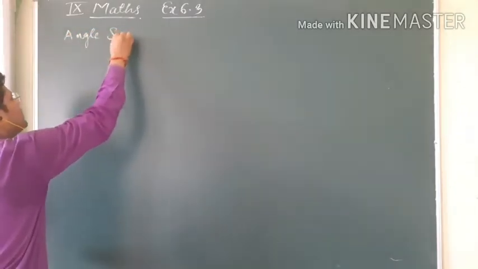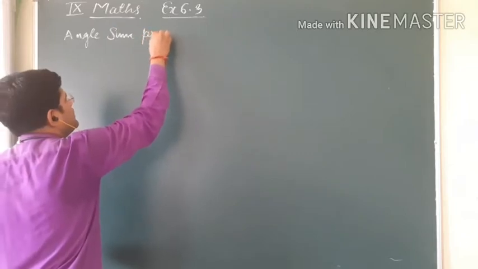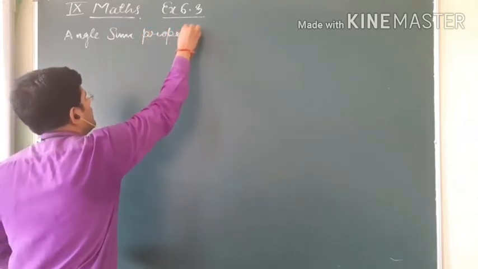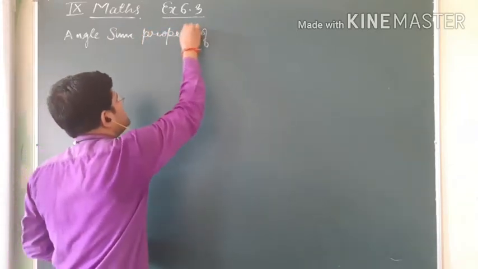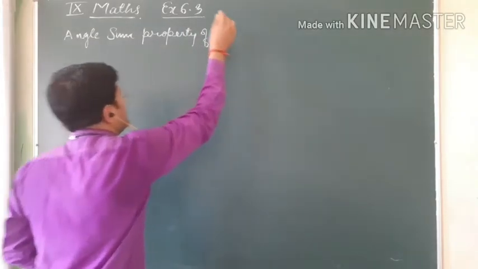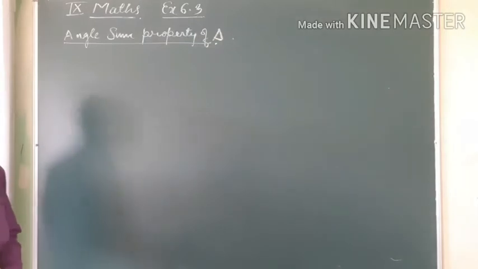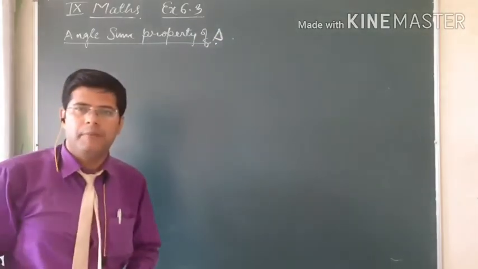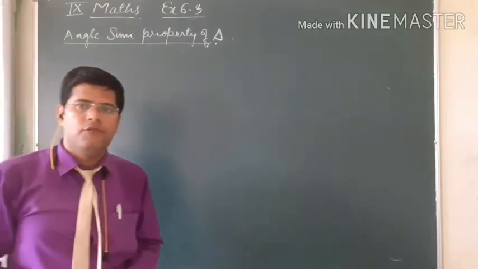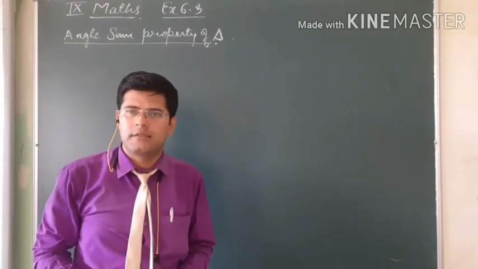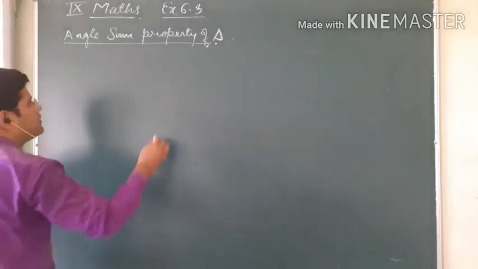Angle sum property of a triangle. How can we prove the angle sum property of a triangle? It is one of the theorems given in your book, but it is the most important part which you have to learn before starting the exercise. So here we have a triangle.